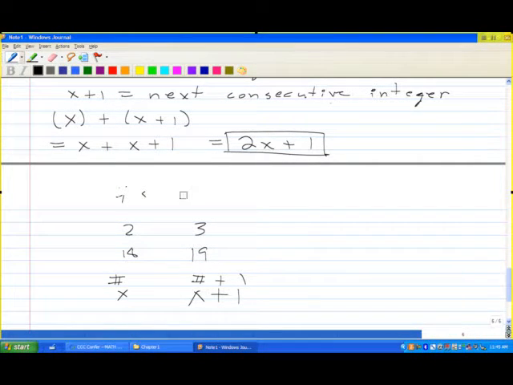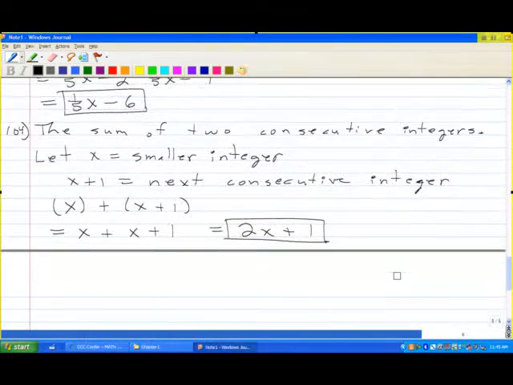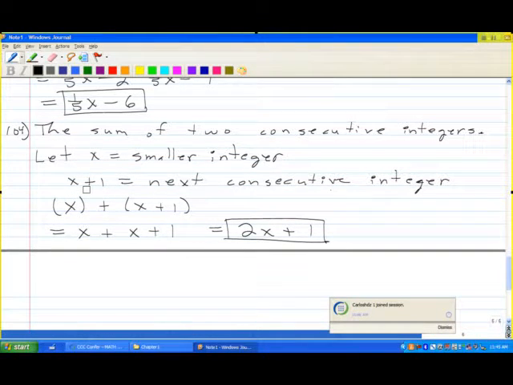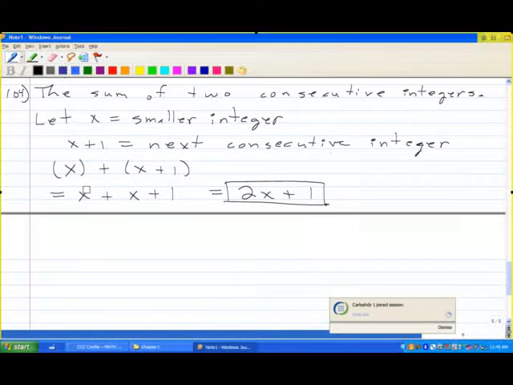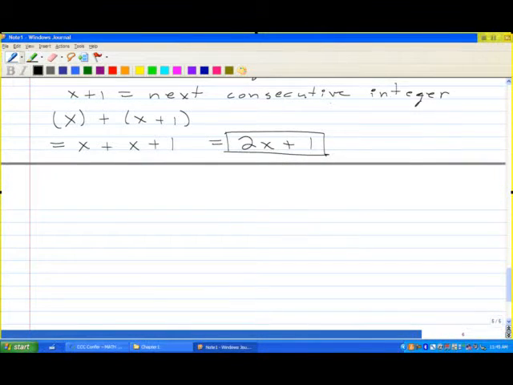In general, students do have a hard time with this concept. Usually what happens is they'll just write x plus 1. They'll say, oh, that's a sum there, but that's just indicating the next consecutive integer. And so you have to add it to the first integer. Okay, let's do problem 106.